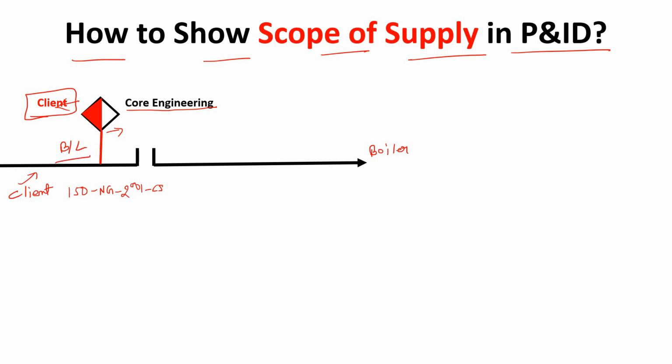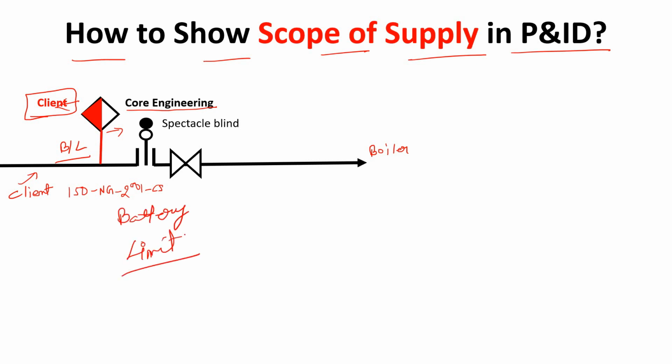So what we will provide here is a spectacle blind and one valve, okay. That's how we show the scope of supply in a PNID when we are talking about the pipeline, okay. So mainly this will be your battery limit, right? I hope you understood. This will be shown in a PNID like that, and after that there is one spectacle blind and one valve, okay.